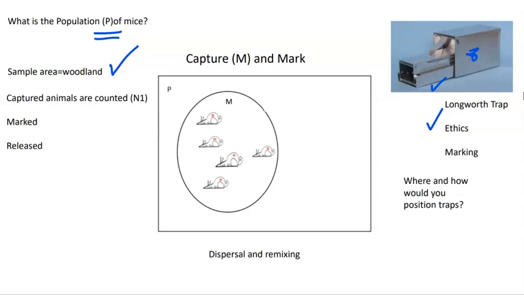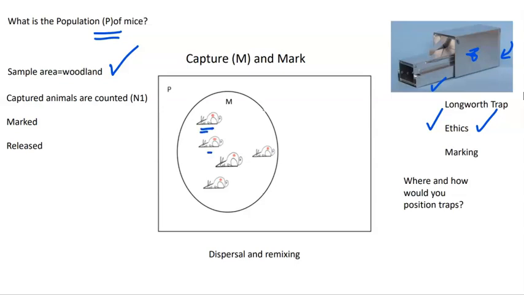At the back of a Longworth trap, in this location here, there's actually a small slit which allows things like shrews to escape, because shrews wouldn't even be able to survive a relatively brief capture time, because their metabolic rate means that they have to consume their own body weight in food over a very remarkably short period of time. So ethical considerations already. We capture our mice.